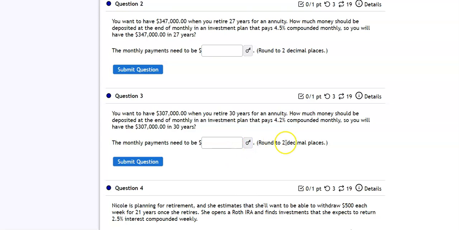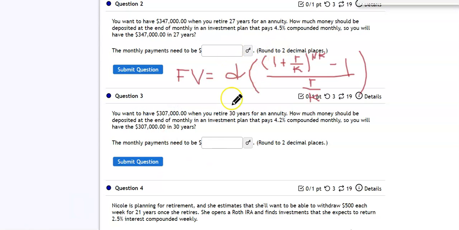Okay, so we are going to use our savings annuity formula, and let me write that on here. So here's our formula. Let's identify everything that we have.